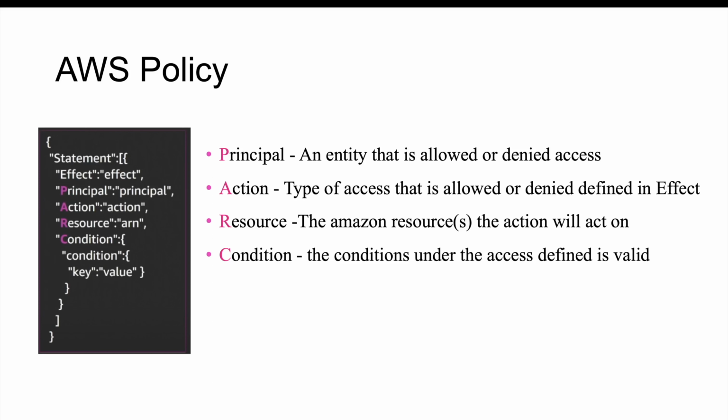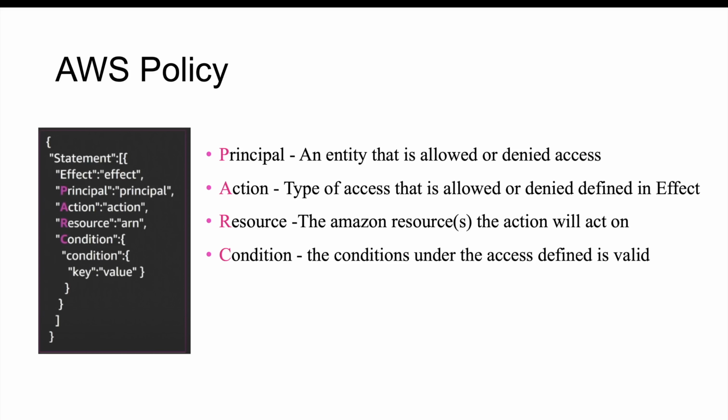Action: type of access that is allowed or denied, defined in effect here. Action can be a capability like get object, which the principal will have. This again depends on effect. If effect says allow, get object will be allowed for the principal, or if effect says deny, then the principal will not have get object capability.